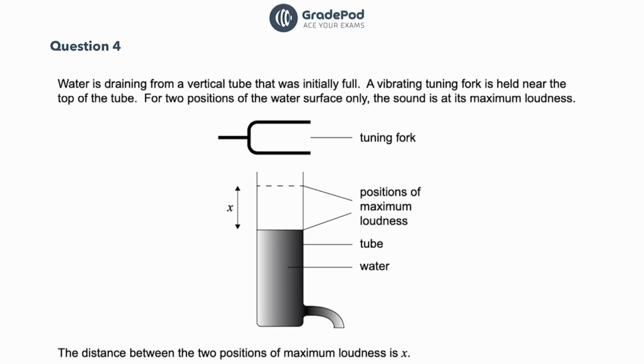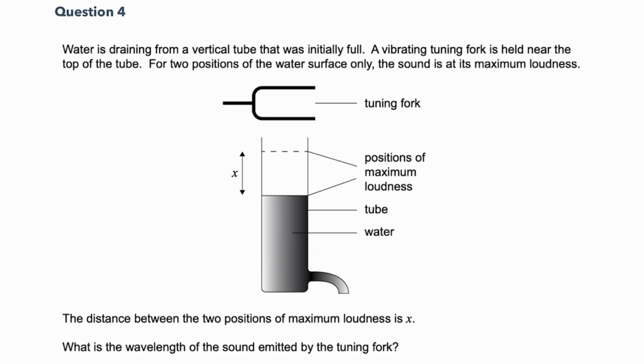Question 4. Water is draining from a vertical tube that was initially full. A vibrating tuning fork is held near the top of the tube. For 2 positions of the water surface only, the sound is at its maximum loudness. The distance between the 2 positions of maximum loudness is x. What is the wavelength of the sound emitted by the tuning fork? What we have here is one open end and one closed end, and we're going to get a series of waveforms created in here.